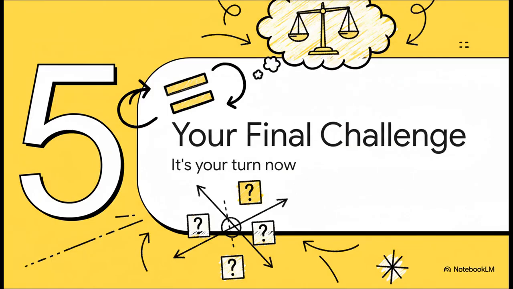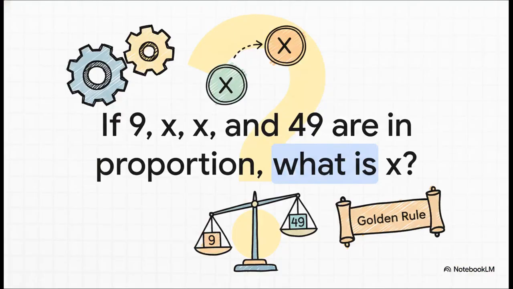All right, you've seen what a proportion is, you've mastered the golden rule, and you've used it to find a missing number and even solve a real-world problem. Now, it is your turn. It's time to put your new code-cracking skills to the test. Okay, here it is, your final challenge, straight from question 9. The numbers 9, x, and 49 are in proportion. Your mission, should you choose to accept it, is to find the value of x.